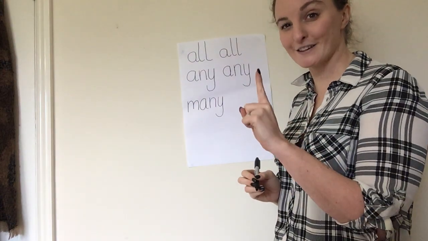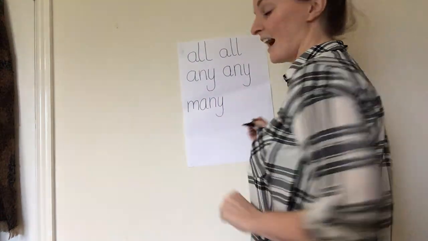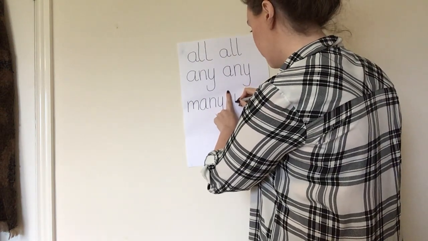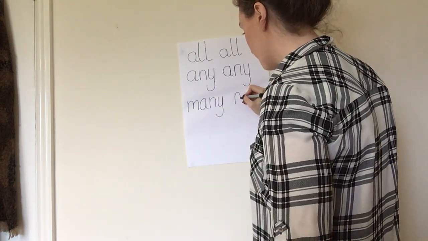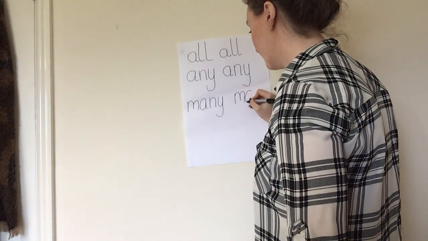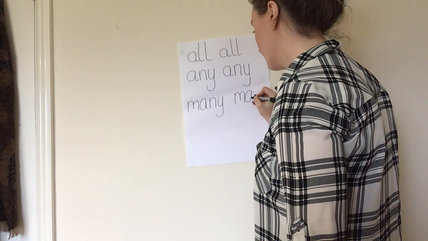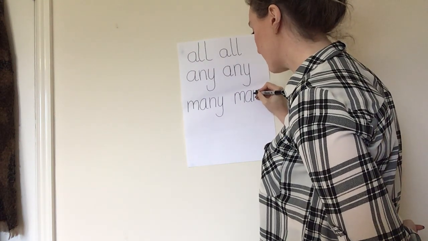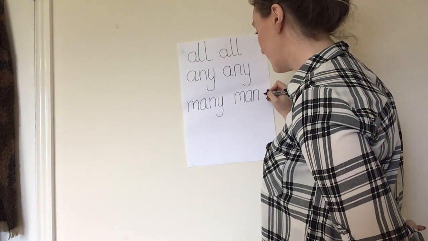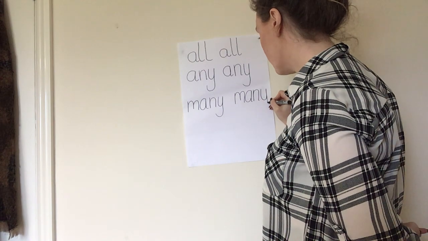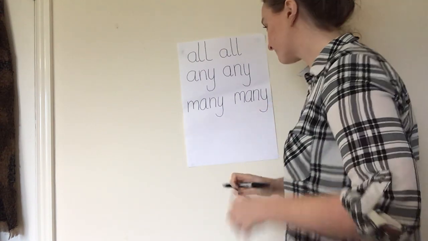So I can get my finger space and do it again. So we do our M, down, up, around, then our A, curly cur, into an O, give it a flick. Our N, all our letters are still the same height so far. And now our Y, down, up, and all the way down.